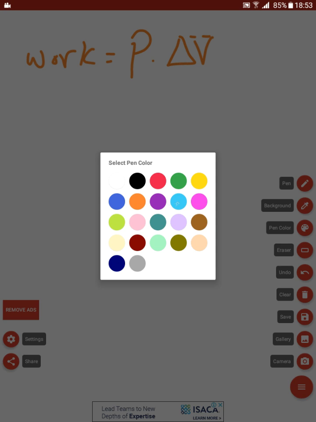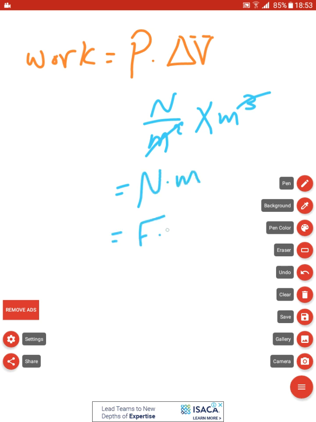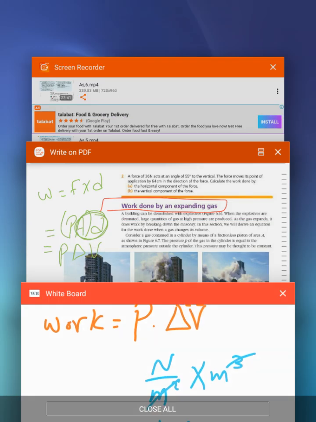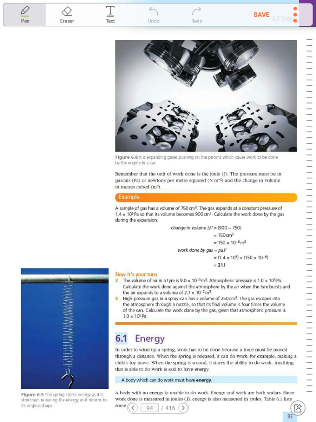Now, the volume is measured in meter cubed, and pressure in Newton per meter squared. So we have Newton dot meter, which is force multiplied by distance, which is the work, which is equal to joule. So you can see that the unit is the same, whatever the value used. So the work done equals pressure multiplied by change in volume.